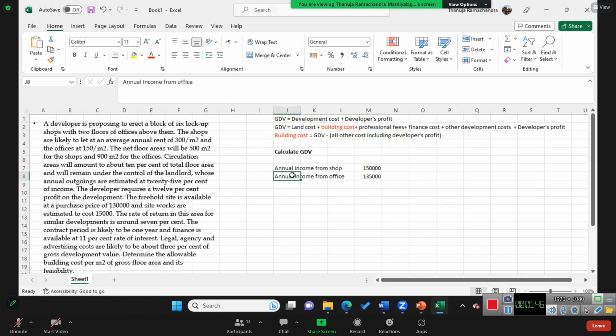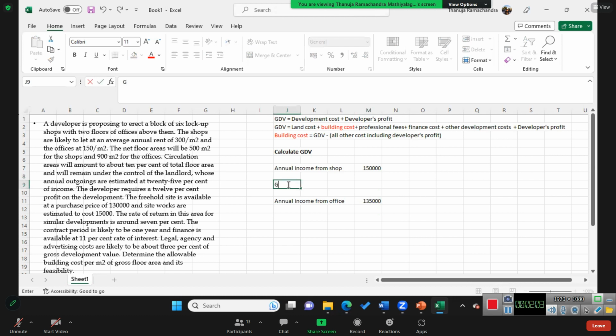So we need to calculate the gross income, GDV, gross development value. So the annual income is this much. Gross income is, say, here the rate of return is given.